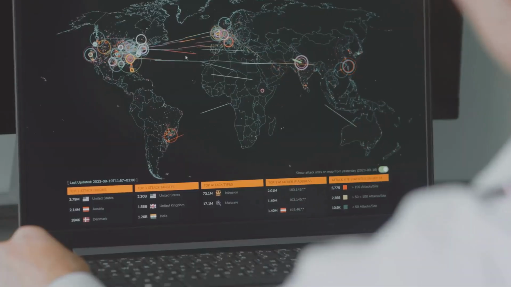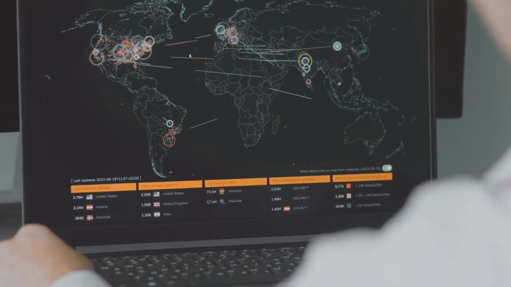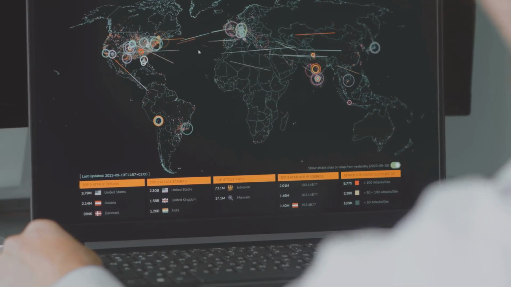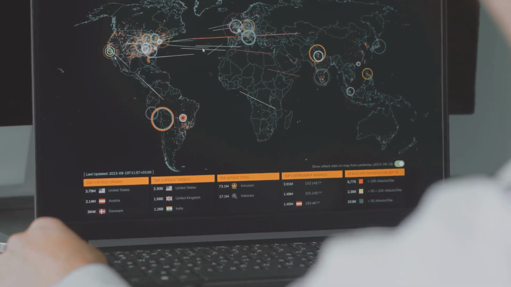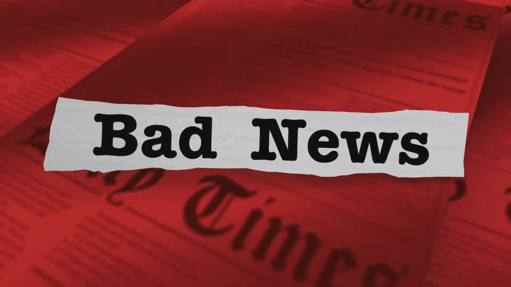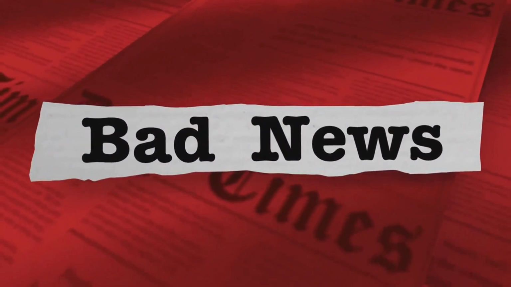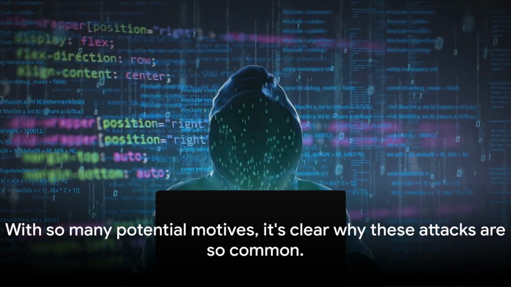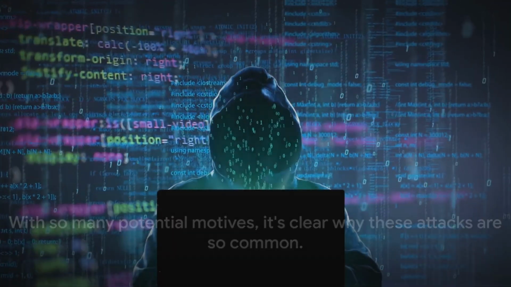Then, there's hijacking your system for malicious activity. By gaining control of your system, attackers can use it to carry out further attacks, turning your system into a weapon. Lastly, attackers may aim to ruin a website's reputation, causing loss of trust and significant damage to the brand. With so many potential motives, it's clear why these attacks are so common.